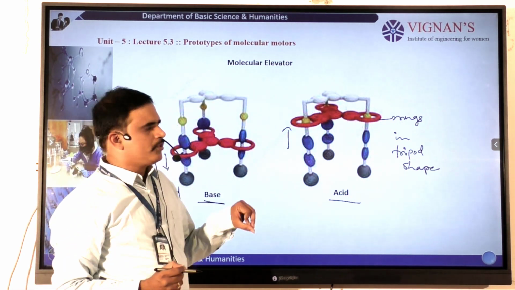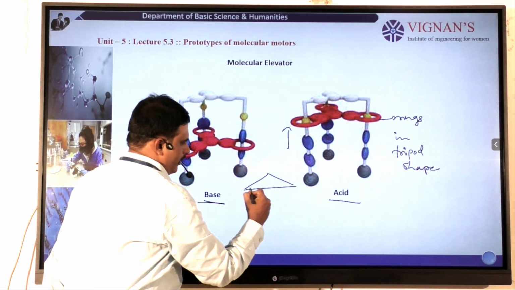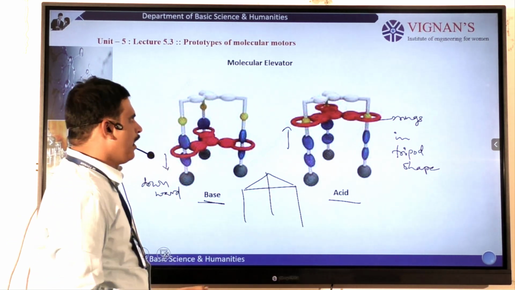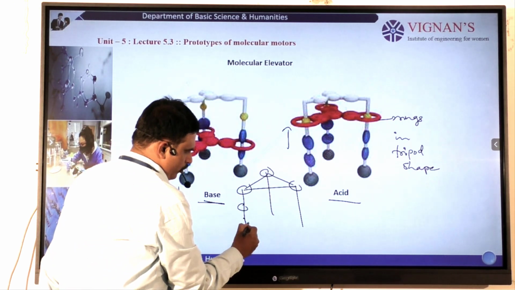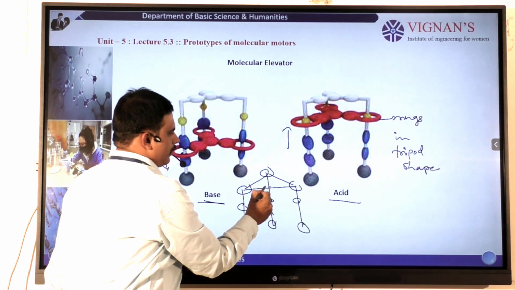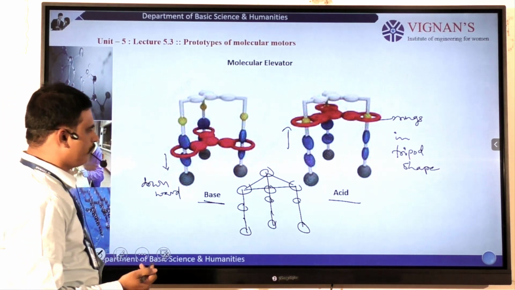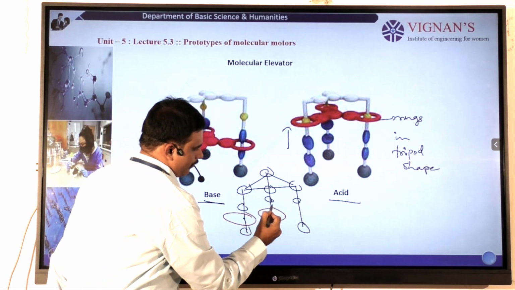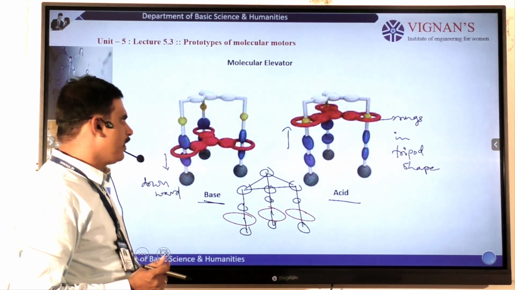Drawing this structure is very easy. First start with one tripod stand structure. First draw one tripod stand structure and give some rings at the corners, in alternate positions, like this way. Okay, now let us give the pink color ring. Now give the pink color ring like this way. In this way we can understand and draw the structure of this molecular elevator.